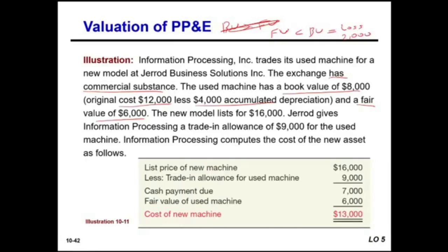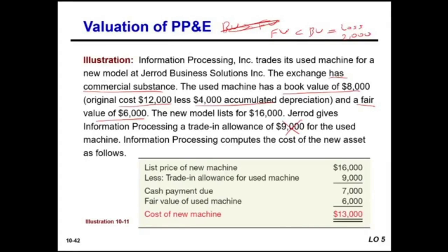Okay? The new model lists for 16,000. So we want to exchange for this new model. It's listed for 16,000, but that's irrelevant to us until we finish the transaction and see how much we really paid. The seller gives us, since we have the old asset, a trade allowance of 9. It doesn't matter if they gave us a trade allowance of 9. Don't think that because they gave us a trade allowance of 9 we have a gain.